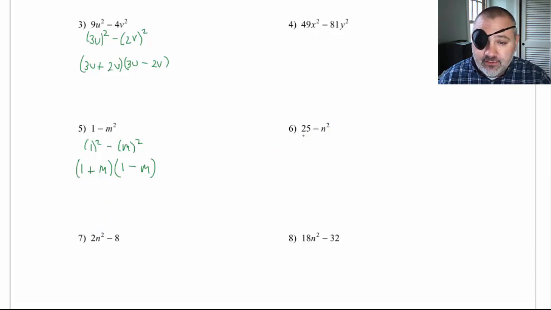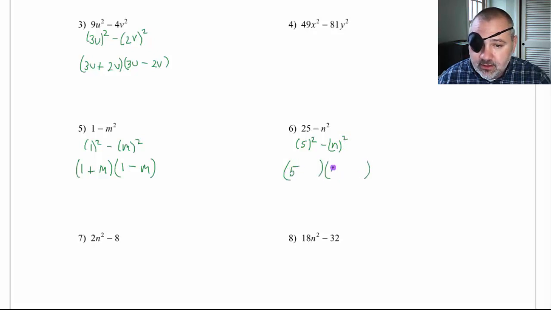One more like this. Again, you're squaring a 5 to get 25, and you're squaring an n to get n squared. So, our two groups, you put the 5 first, and the n second, and then plus and minus. That's not too bad. What about these last two down here?